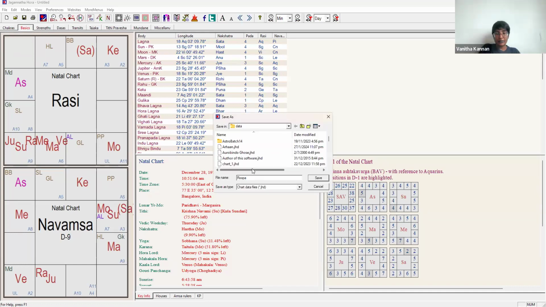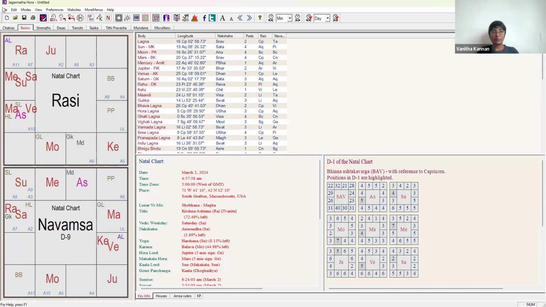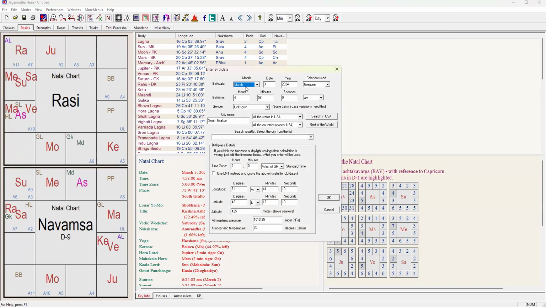Is Rupa right? Tell me what is the time? Date first. Date is 7th January 1953. Time is 4:50 a.m. Correct. Place Karnal. Ah, I remember this.